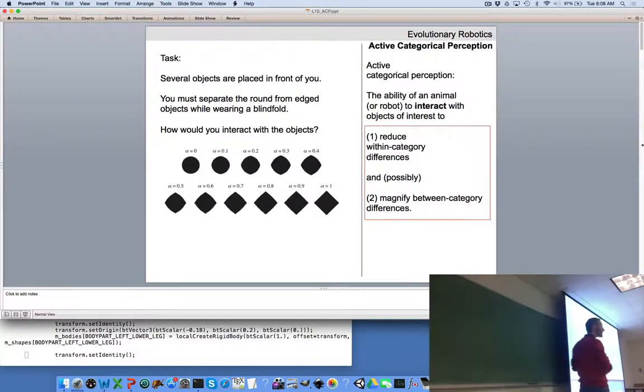Here's a way to build up your intuition for this idea. If you look at these objects here, you can see that there's a continuum from round objects to increasingly edged objects. There's no categories here. There's just a continuum, right? We could have an infinite number in this series. But let's imagine that I asked you to manipulate these objects to induce categories. The categories don't exist in the objects themselves. But if I was to put a blindfold on you and place you in front of these objects and ask you to separate the round ones from the edged ones, how would you do it?